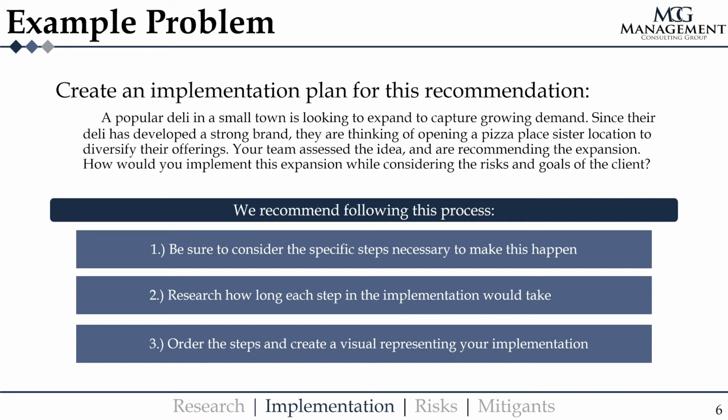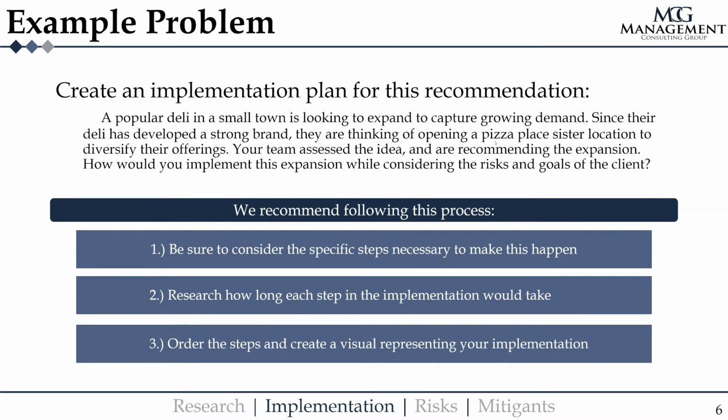So the process we would recommend is to consider the specific steps, then research it, and then order the steps. So I'm going to leave it open to you guys. If you have any steps that you think you'd have to consider to make this happen, feel free to leave it in chat or unmute yourself and say it. We're going to do a little bit of an interactive part for this first step. If no one has any ideas, we can move on, but I want to leave it open for you guys to try to figure stuff out.